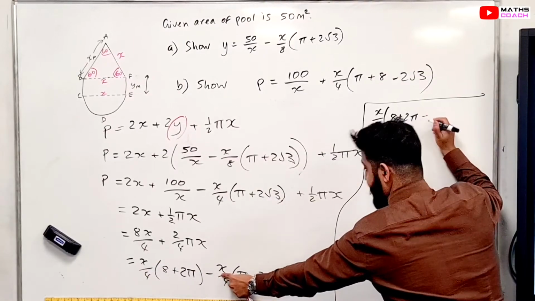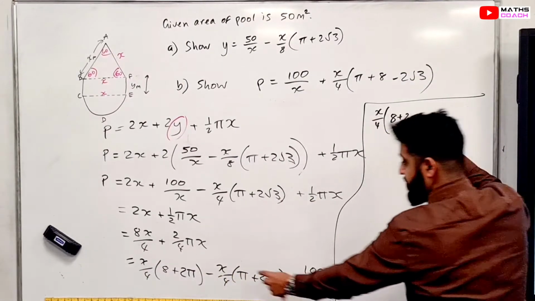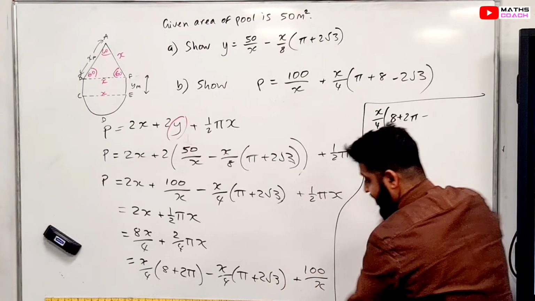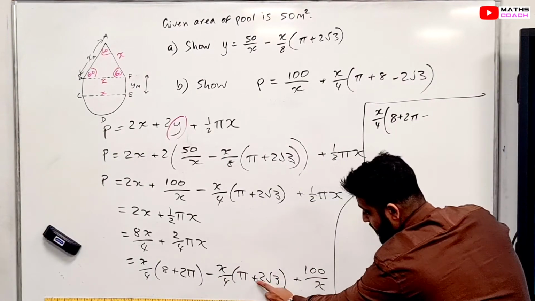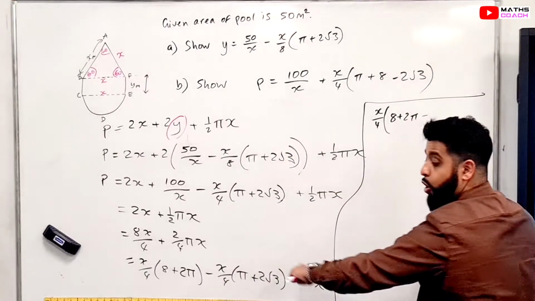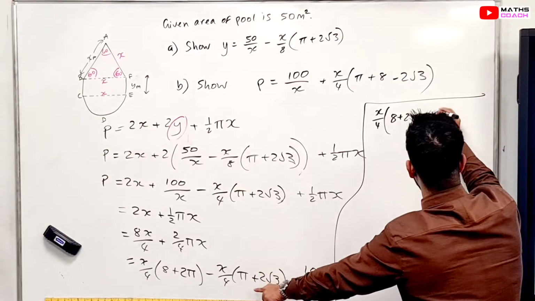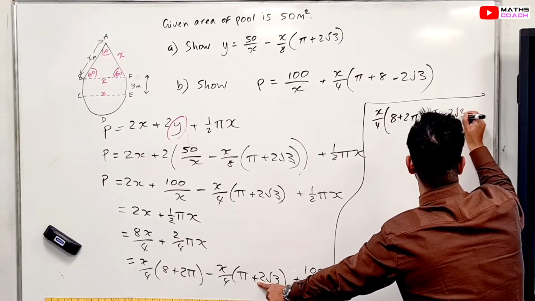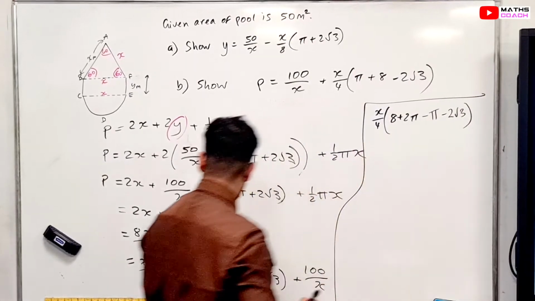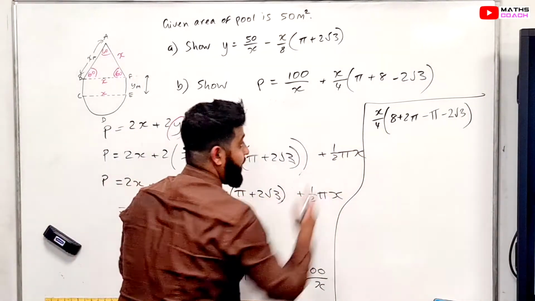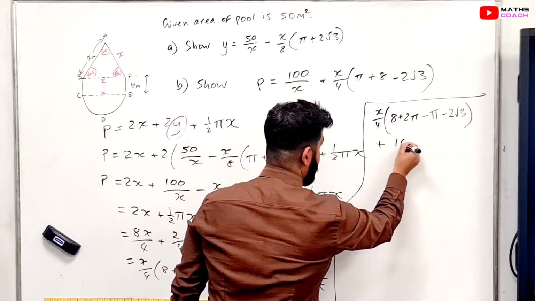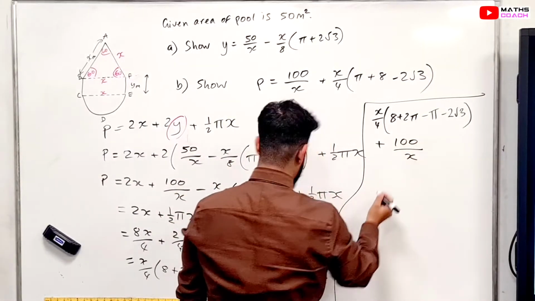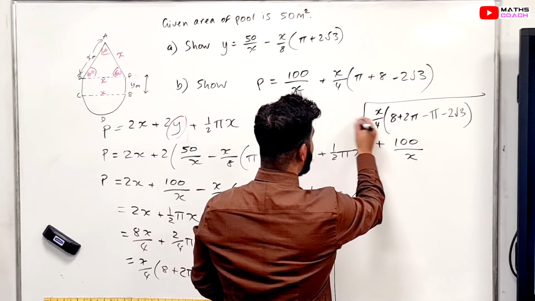Next, I'll have a minus. So this will now need to multiply to give me all of this. Now, we've got to be careful here because this plus and a minus will be a minus overall. So here I will have pi and it will be a negative here, so 2 root 3. And this is factorization. Now I have the plus 100 over x, and this is all equal to p.